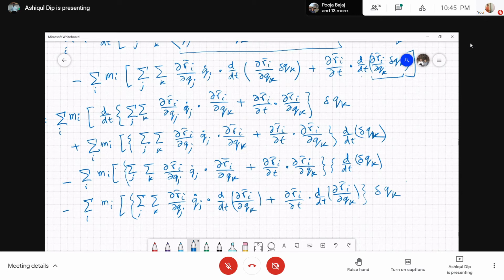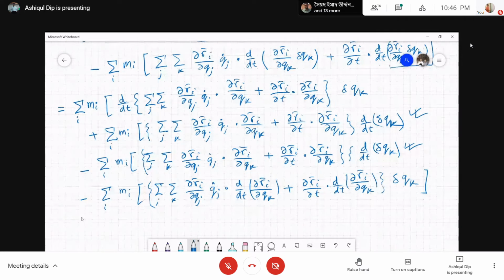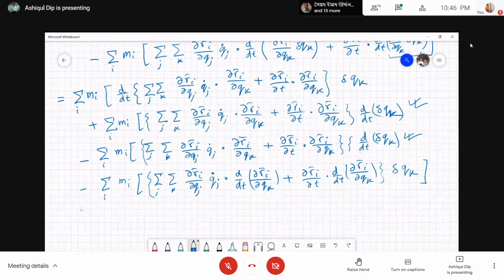So can we see that these two terms, this term and this term, cancel out? Hello? Yeah. So everyone agrees that those two terms cancel out? Yeah. Okay. Also, for the rest, we have taken variation of qk as the factor out, right? Like we can factor out the whole thing.